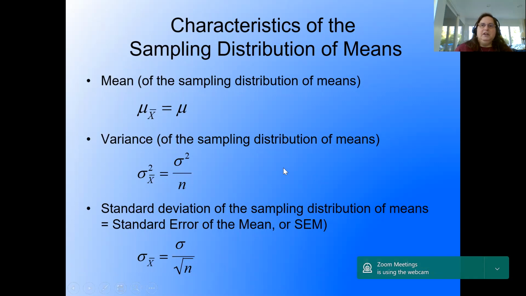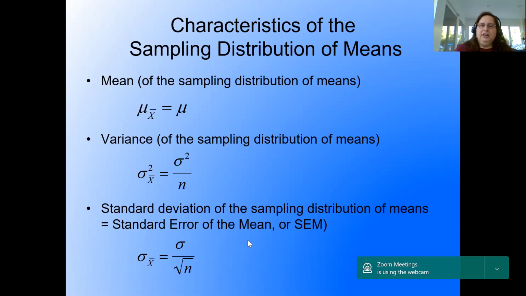Now, how do we get the variance of the sampling distribution of means? So again, sigma squared of X bar is the variance of the sampling distribution of means. How do we get that? We take our variance and we just divide by the sample size. We just divide by the sample size that we pulled.